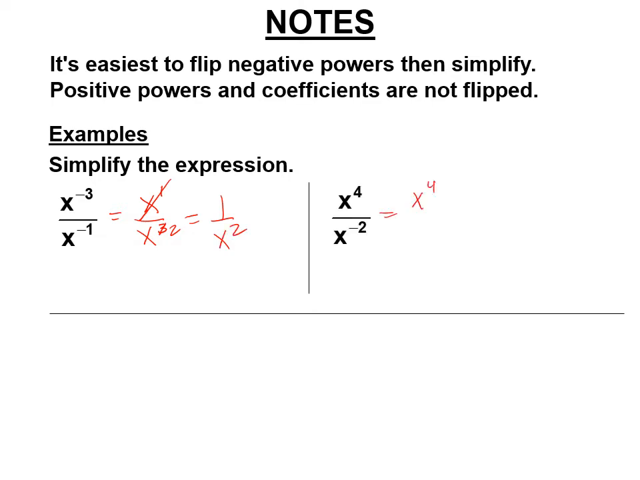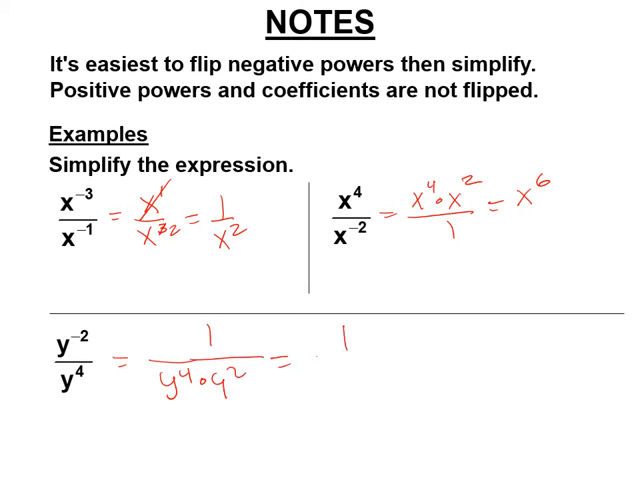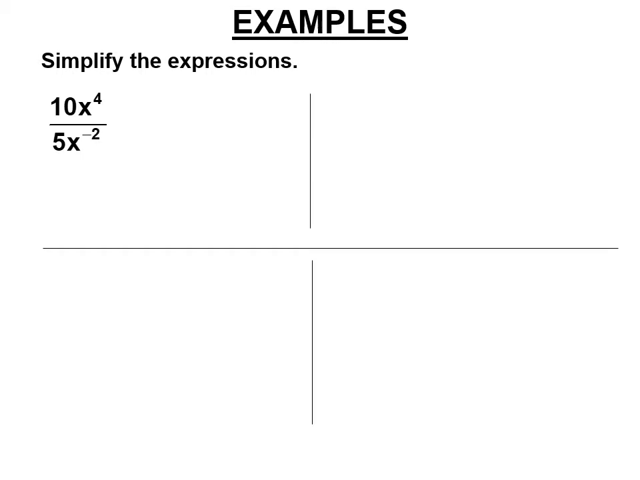X to the fourth goes to the top, stays at the top. X squared goes to the top. You're multiplying powers, you add the exponents. The y to the fourth stays, the y squared comes down here, and we have 1 over y to the sixth. Coefficients do not ever get flipped. They're not part of the powers. They're coefficients. 5 divided by 5 is 1, 10 divided by 5 is 2.